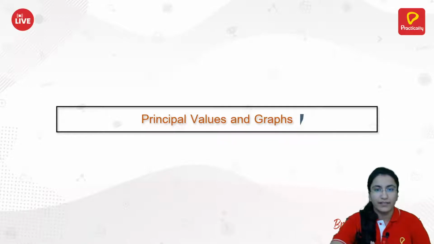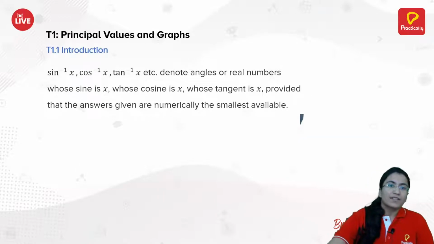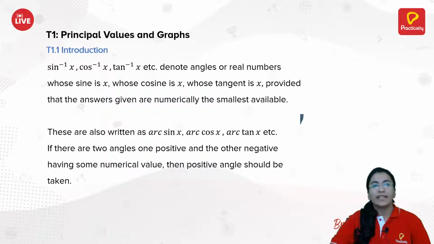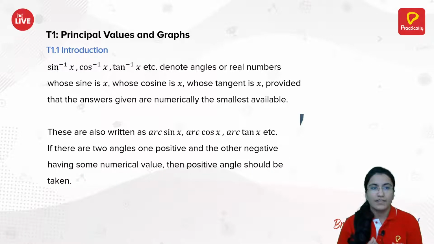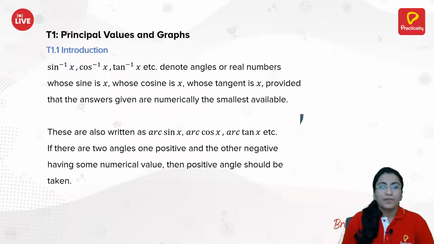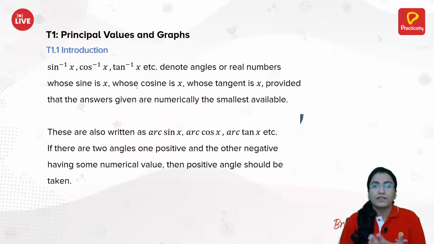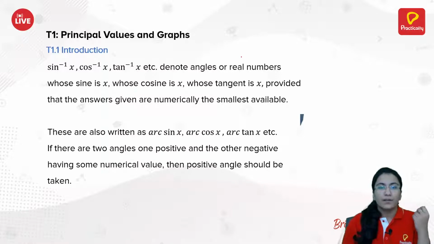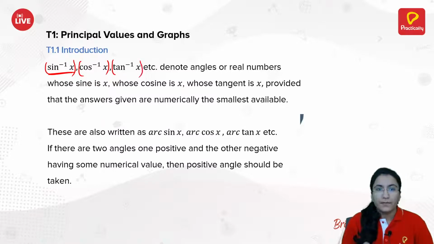We will do the introduction part on this only. So here's the introduction, what exactly are these inverse functions. If we write sine inverse x, cos inverse x, tan inverse x, are these just real numbers, or do they denote some angles? They denote angles such that if you take the sine, cosine or tan of that angle, you get x back, provided there are some conditions.